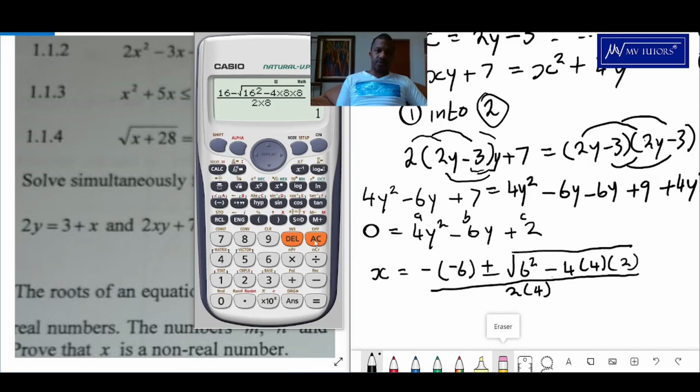Okay, now let's put this in the calculator. Start again. Okay, so minus 6, that's just a positive 6. Start with the plus, square root of 6 squared minus 4 times a, which is 4, times 2. Let's come downstairs. It's 2 times 4. Okay, 1. Alright, we still get 1. That's okay.